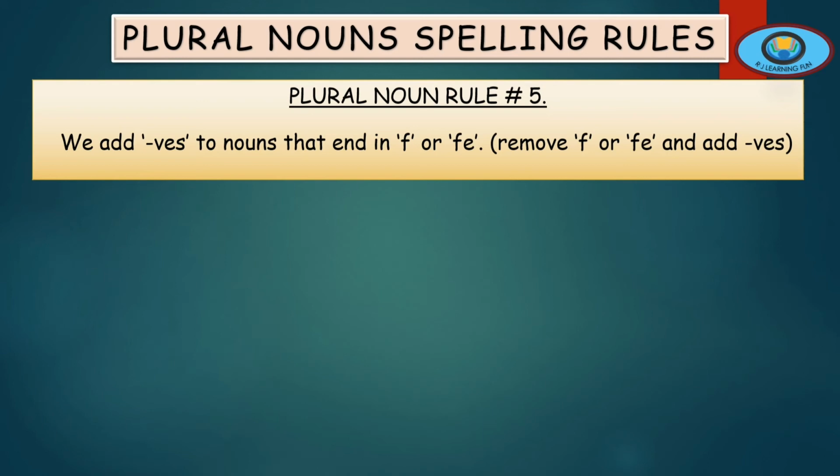Plural noun rule number 5. We add VES to nouns that end in F or FE. So remove F or FE and add VES. If the noun ends in an F sound, then remove the F or FE and add VES.